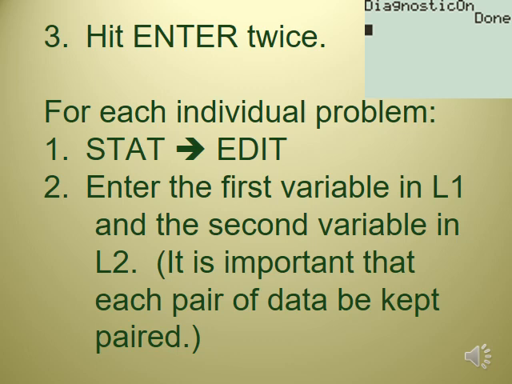So then, once you've done that, you're going to go to Stat Edit, to your lists like we've done before. And what's going to happen is you'll have pairs of data. I'll show you an example of that here in a second. You want to put the first variable in list 1 and the second variable in list 2. And of course, we talked about putting variables in lists clear back at the beginning of the semester. It is important that you pair up the things so that they're together.